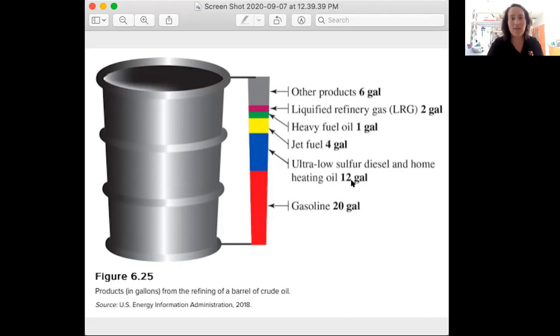And then the last thing is 12 gallons. 12 gallons from every barrel turns into heating oil used to heat homes. Okay. So that concludes the hydrocarbons. What are hydrocarbons? What do they look like? And what's in crude oil, and how is it refined and separated into all the different uses that oil has?